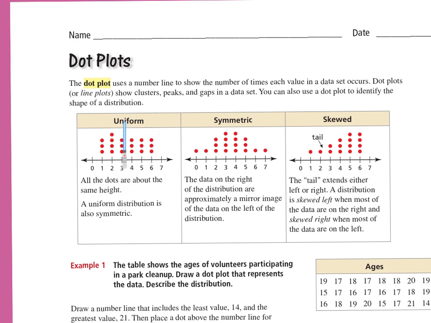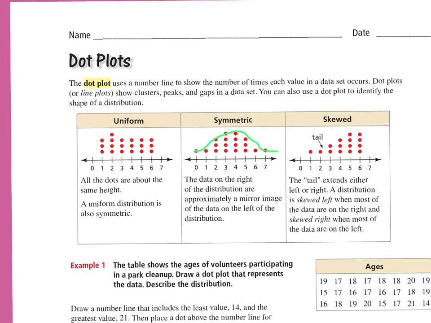So this is a uniform distribution. You can see that everything's pretty close to being even. If it's even, it's uniform. Symmetric means that it has a good peak in the middle. Now I'm going to draw kind of what the outline of this is. So it starts here and it goes up and then it comes down. So that's symmetric.